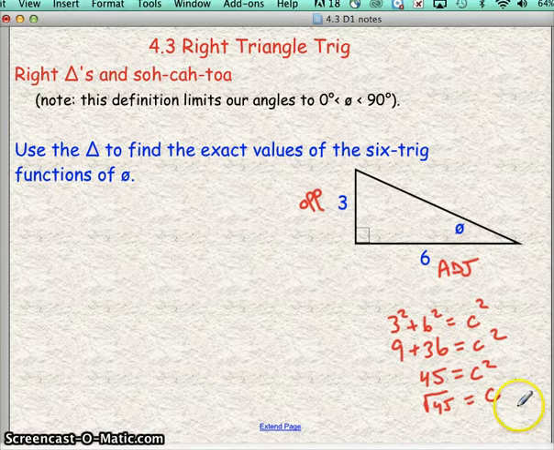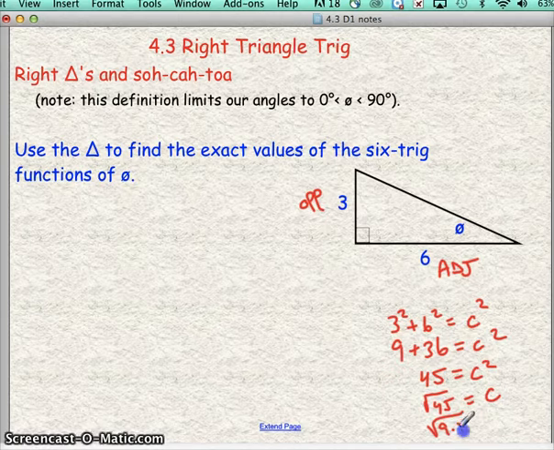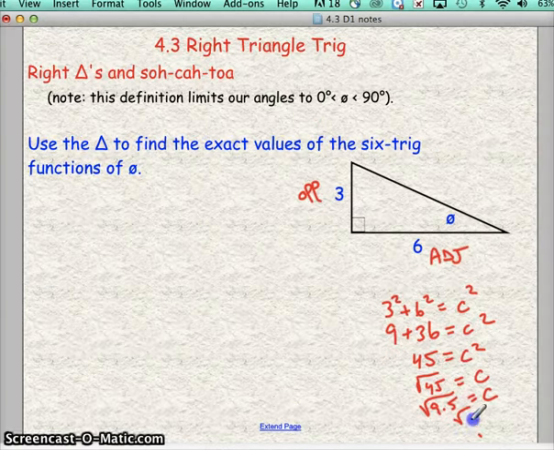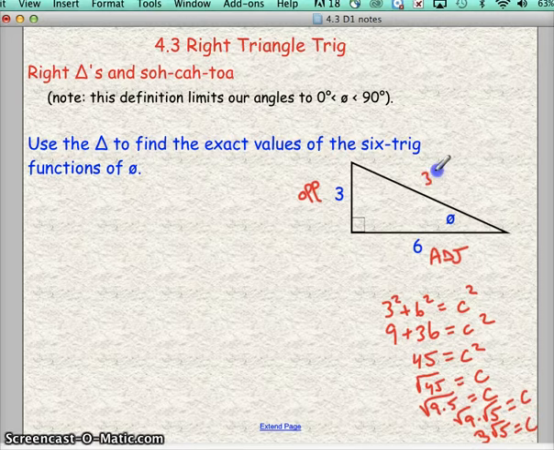And then is there any perfect square that goes into 45? Okay, and 9 goes into 45 5 times. So we could write this as the square root of 9 times 5, and then split them up, square root of 9 times square root of 5. And the square root of 9 is 3. So this would equal 3 radical 5. That would be the hypotenuse.